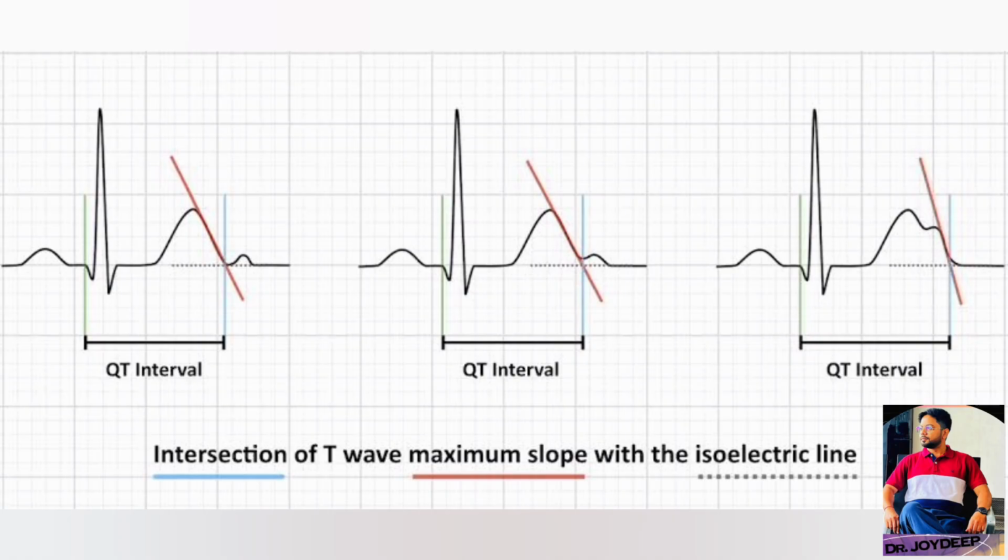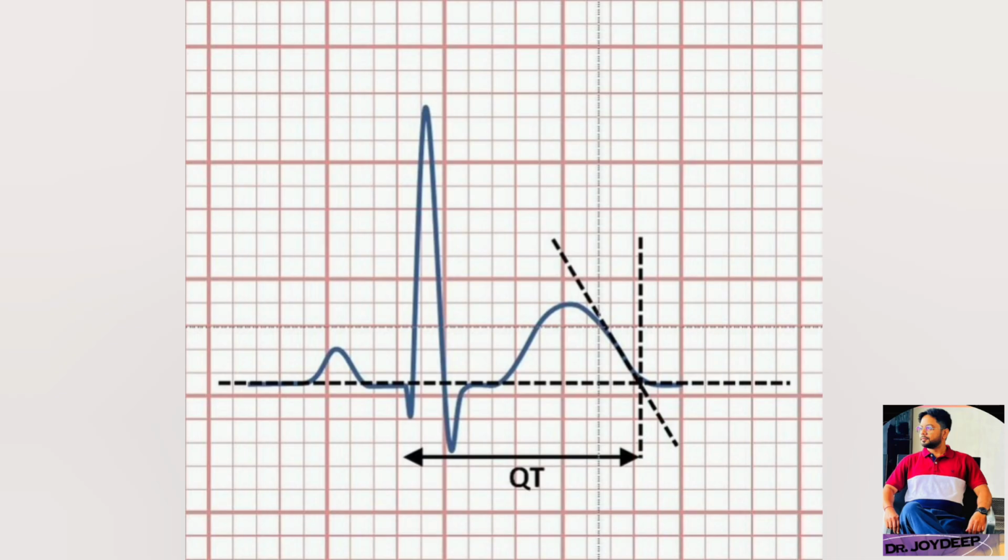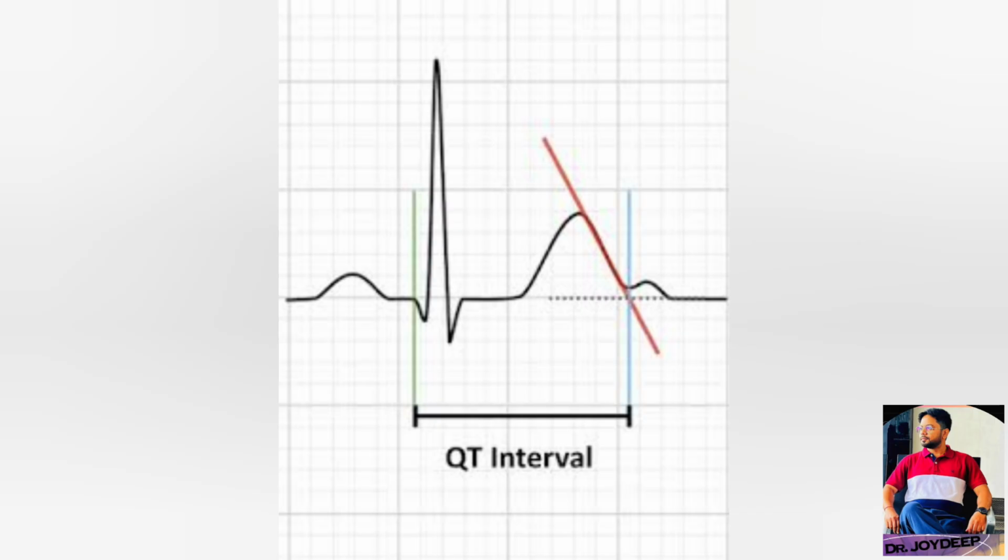in the measurement. The QT interval is defined from the beginning of the QRS complex to the end of the T wave. We can easily find the end point of the T wave by drawing a tangent line from the maximum slope of the T wave. In the picture, it is shown as a red line.